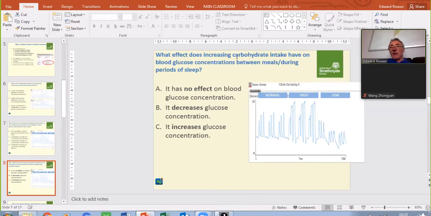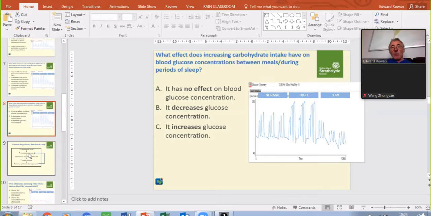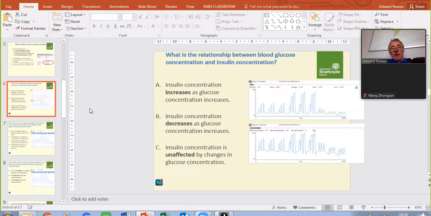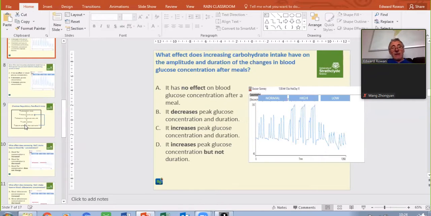What effect does increasing carbohydrate intake have on blood glucose concentration between meals? Well, between meals, which is, I think, during the sleep, if you draw a line across here, it probably has not much effect on blood glucose concentration between meals. And if we look at the mechanism by which this occurs, we don't expect you to remember the absolute details of these changes, okay? So that is not important. The important part is this part here.